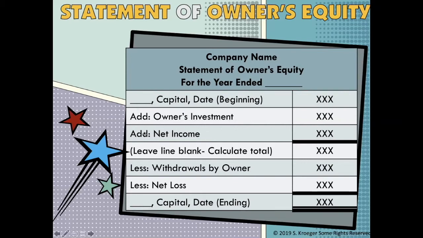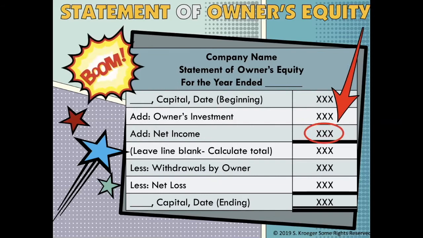You do your additions first. You would add any new investments from the owner during this time period if there were any. Next, you would add net income if there was any. This amount is the net income from the income statement, which is why you prepare the income statement first. Total these numbers. Next, you would do your subtractions.